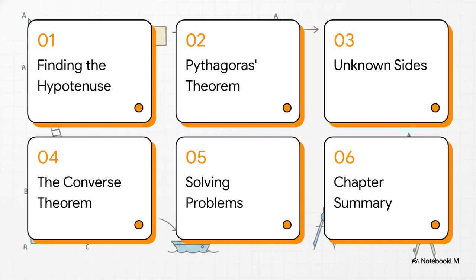Now, what's really interesting about this slide is that we are breaking this entire chapter into 6 easy, step-by-step pieces to make it super simple to understand. We're going to cover 1. Finding the hypotenuse, 2. The Pythagoras theorem, 3. Calculating unknown sides, 4. The converse theorem, 5. Solving tricky problems, and 6. A quick Chapter 13 summary.